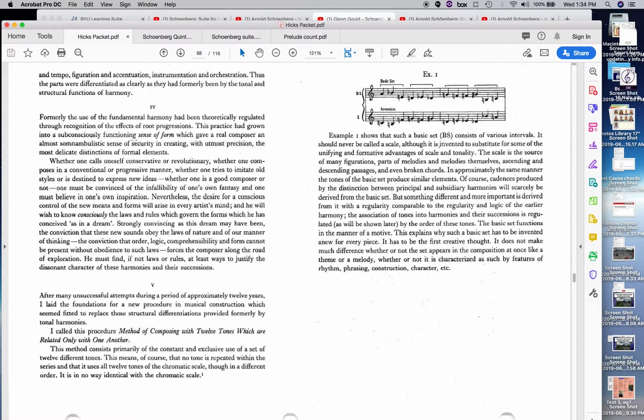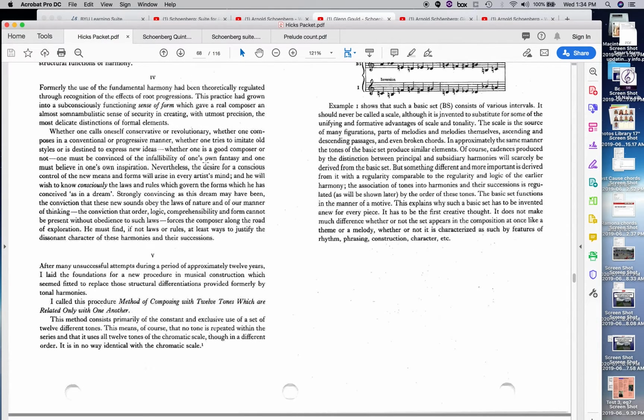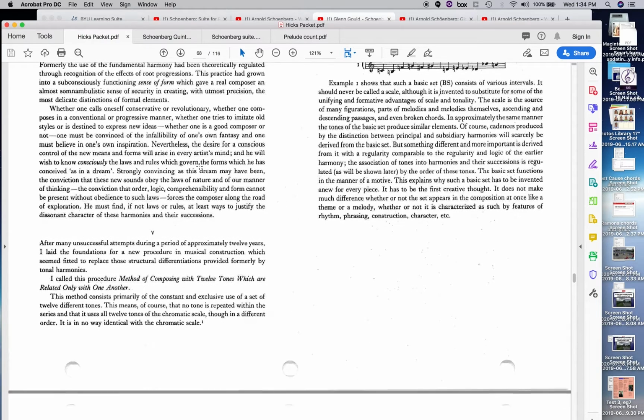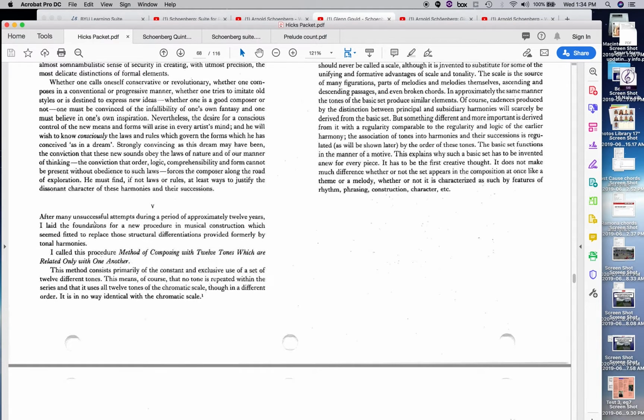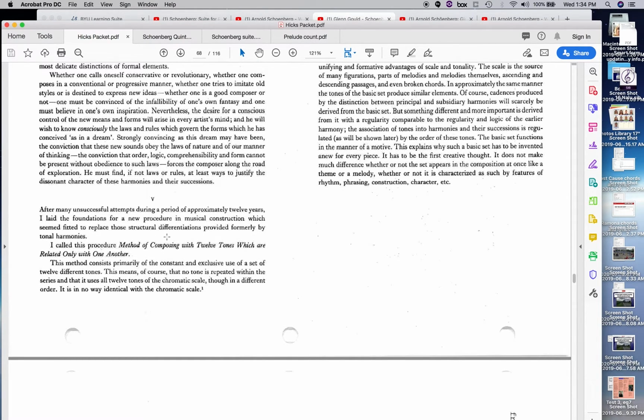Okay, now, he talks a little bit. There's some stuff here that's very interesting, but we'll skip over this. After many unsuccessful attempts during a period of approximately 12 years, you remember that Glenn Gould talked about this fallow period, I laid the foundations for a new procedure in musical construction which seemed fitted to replace those structural differentiations provided formerly by tonal harmonies.